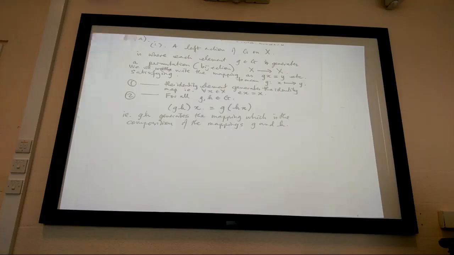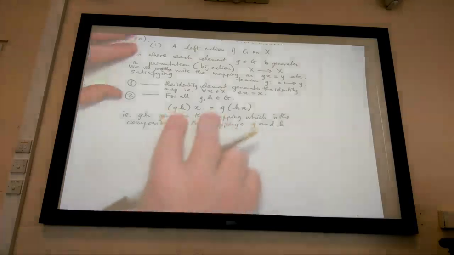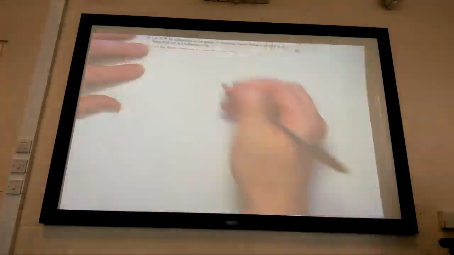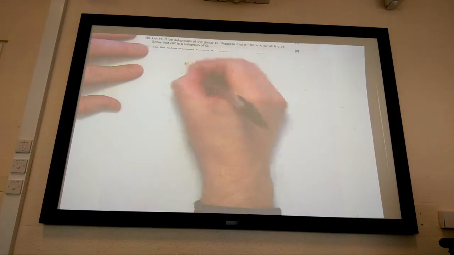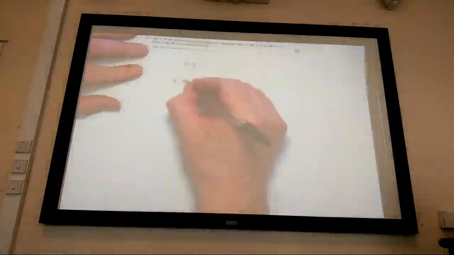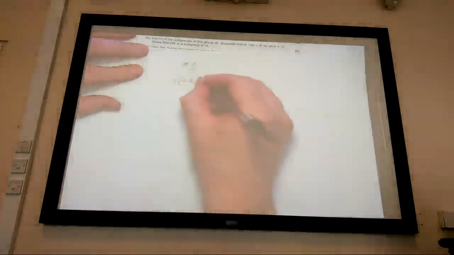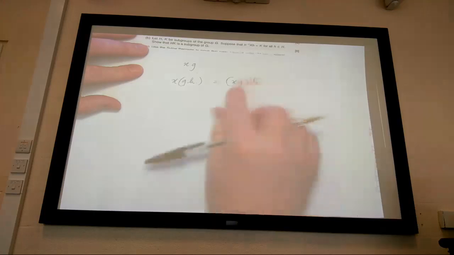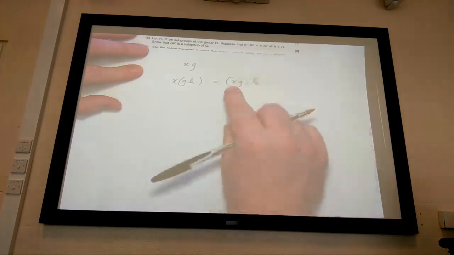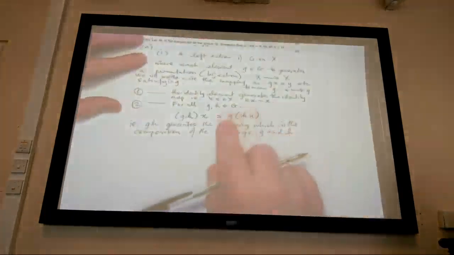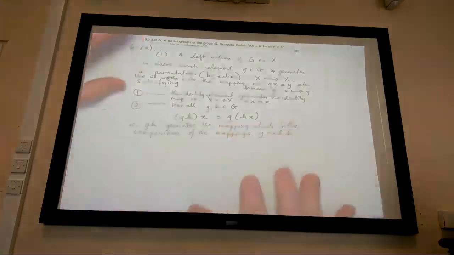And the leftiness of it is to do with the way this association is here. If it was a right action, then the G would go on the right of X. So the mapping associated to G, H, would be this composition, which is H after G. See, this is G acting first, then H. Whereas the left action, it's H acting first, then G. So that's the left-right nature of it.